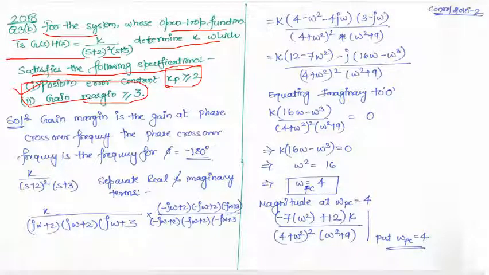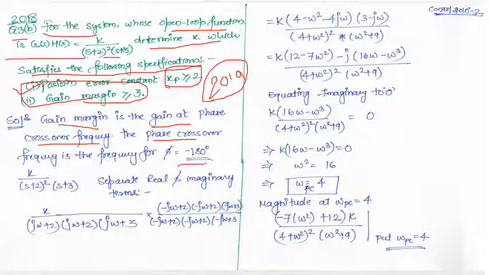Again, in the previous 2019 video, I have already discussed what the gain margin and the phase margin are using the Nyquist criteria. So you can apply the same logic here also. Gain margin is the gain at the phase crossover frequency. I have written the definition: gain margin is the gain at the phase crossover frequency. And what is the phase crossover frequency? It is the frequency at which the phase is minus 180 degrees.